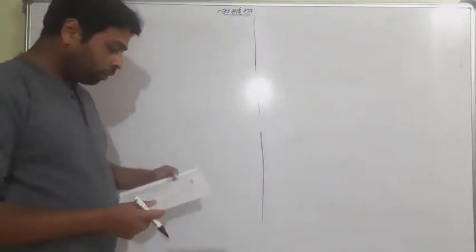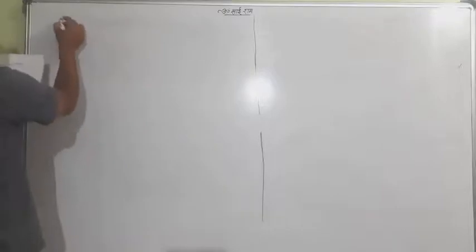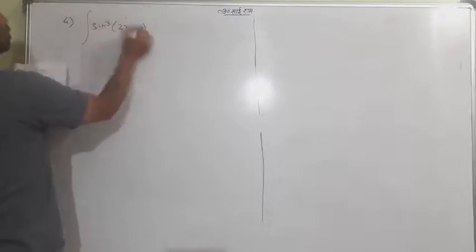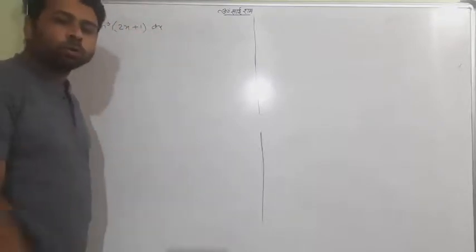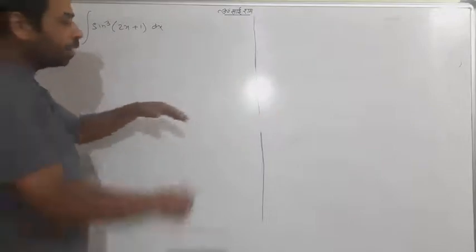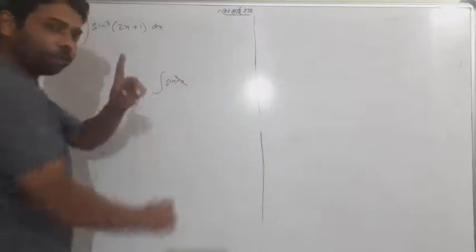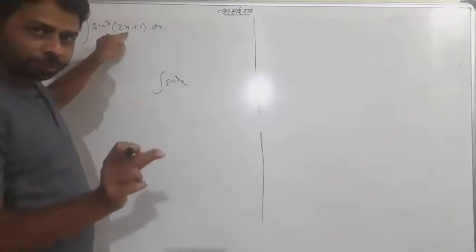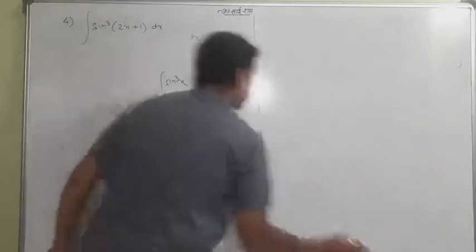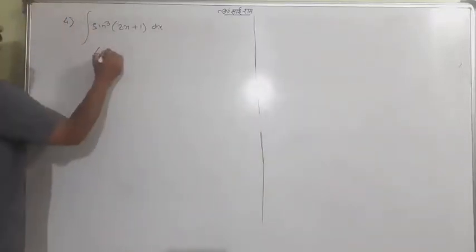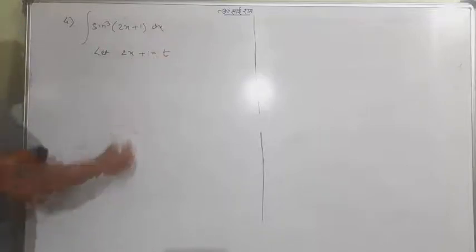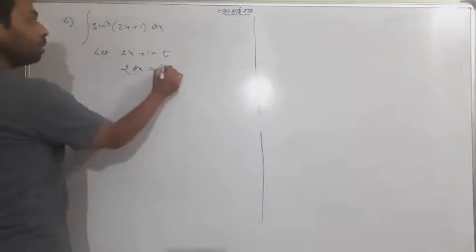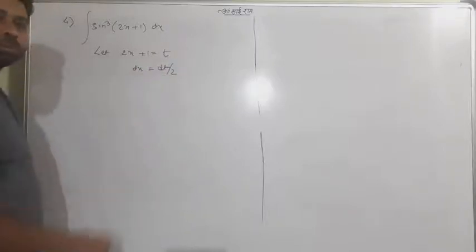So let me take the next question. Suppose question number 4 is coming: sine cube of (2x plus 1). Recently we did the integration of sine cube x and I taught you the method. It is none else but sine cube x, except instead of x a linear part is coming. Don't be afraid of the condition. Let 2x plus 1 equal to t. After differentiation, it gives 2 dx equal to dt, so dx is equal to dt by 2.